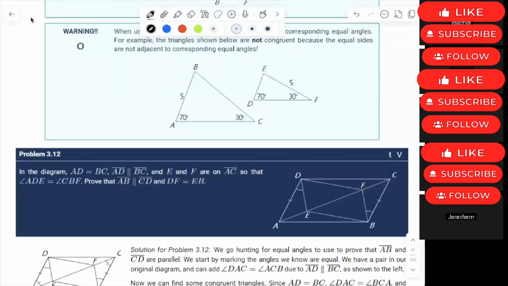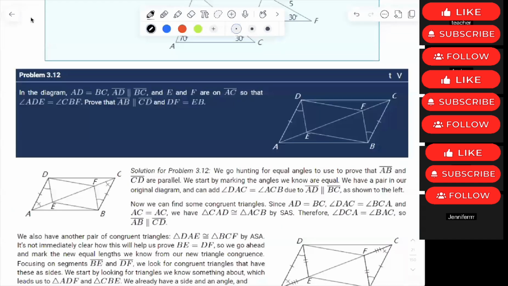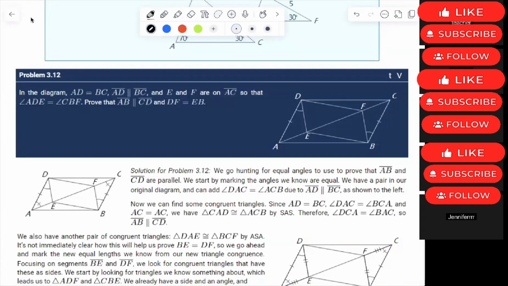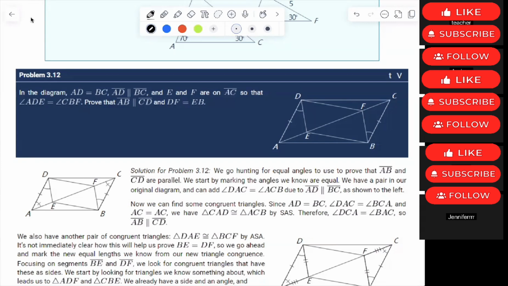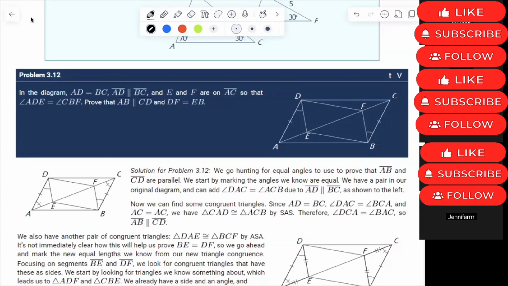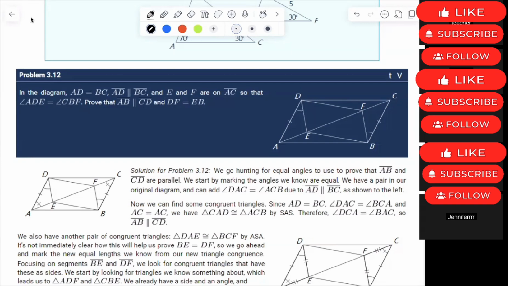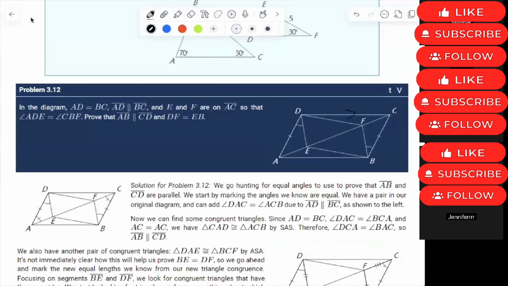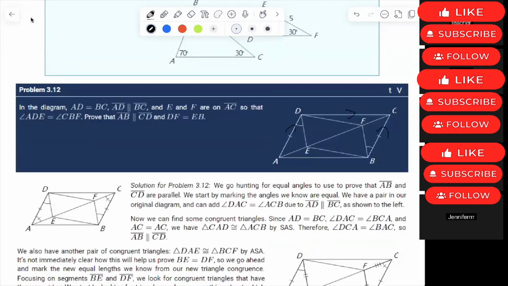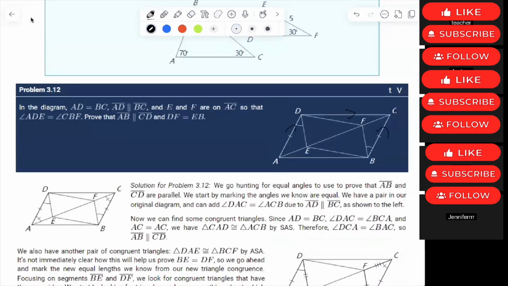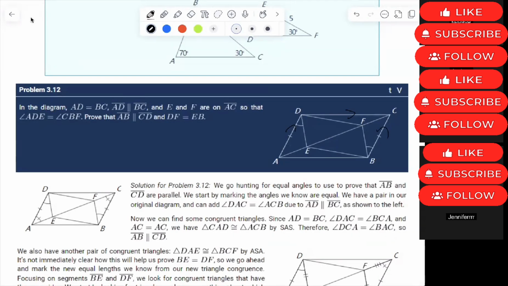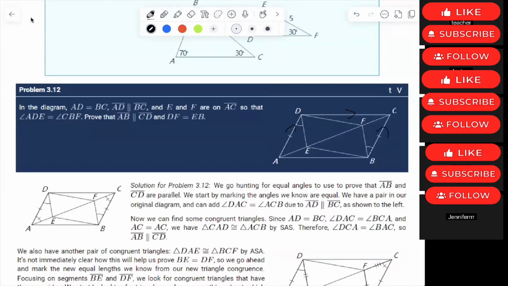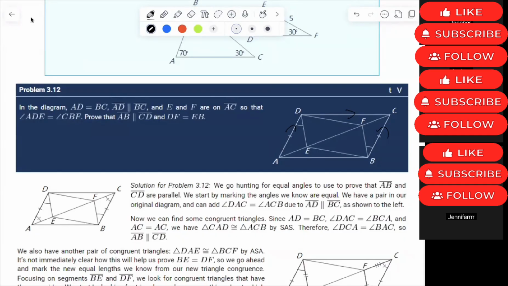Let's get started with this question. In the diagram, AD is parallel to BC, and E and F are on AC so that angle ADE equals angle CBF. Prove that AB is parallel to CD and DF is equal to EB. Now we go hunting for equal angles to use to prove that AB and CD are parallel. In this diagram, it's pretty obvious that it's a parallelogram. So we start marking the angles we know are equal. We have a pair in our original diagram, and we can add angle DAC equals angle ACB, due to AD being parallel to BC, which we're given.